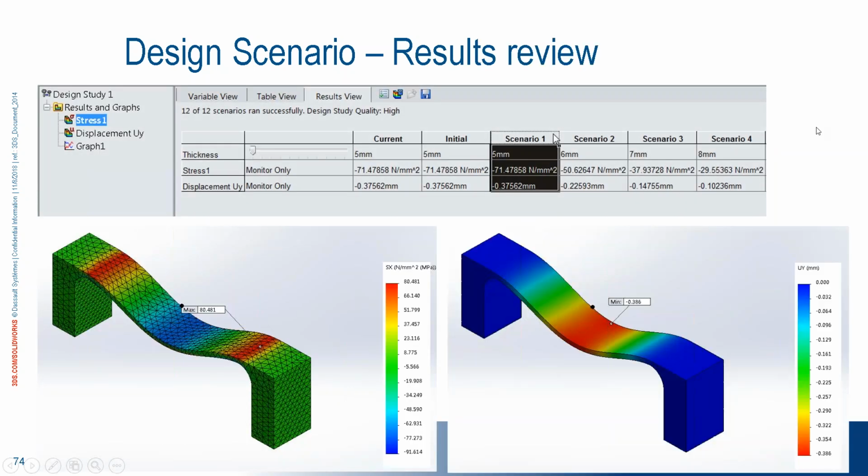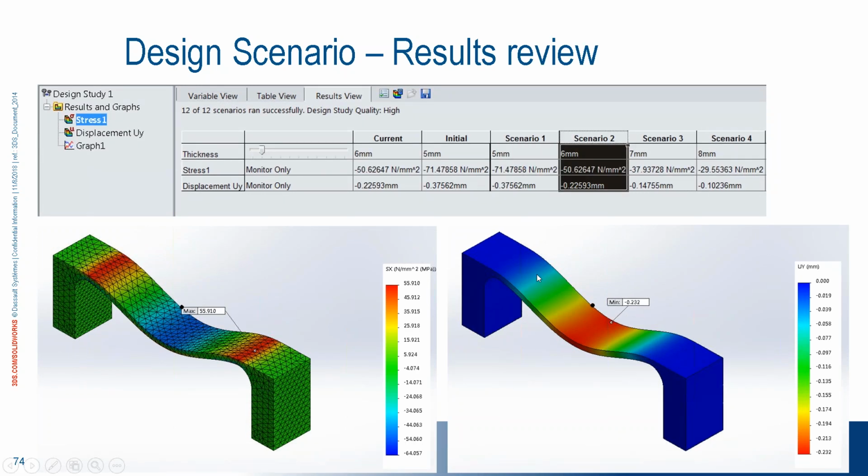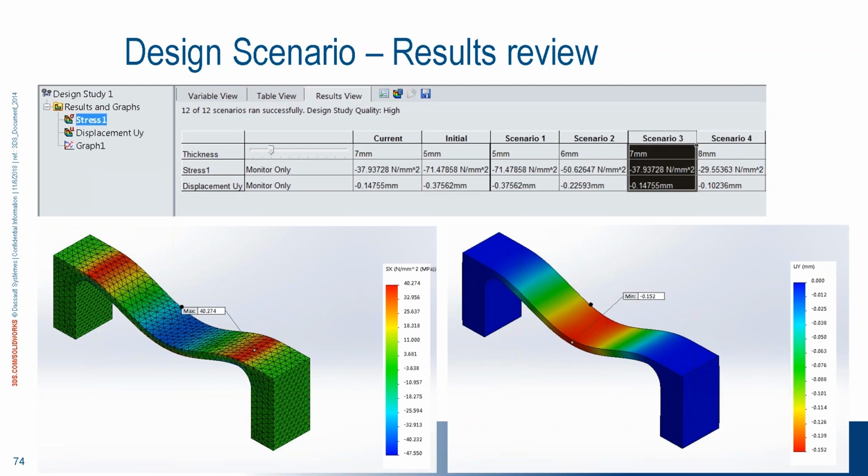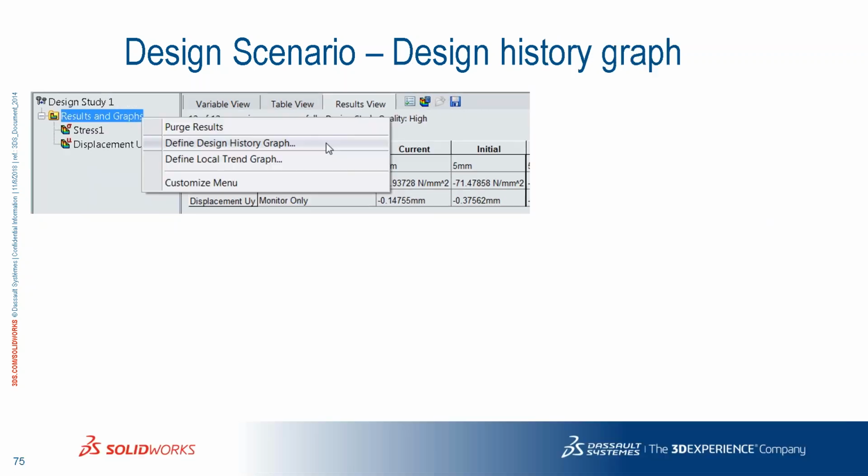So when you're reviewing the results, when you click on one scenario, you will see the stress and displacement value, but also the plots will update in the graphics area. You see, I click on the second scenario and the thickness has increased, and then on the third it's increasing even more. One thing that is very interesting is having a look at how the variation of the thickness is influencing the stress or displacement.